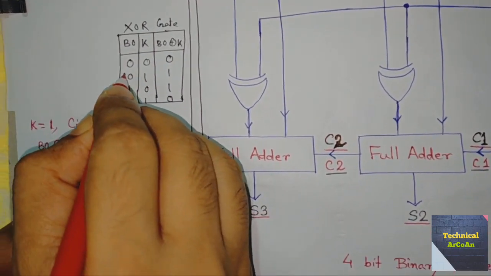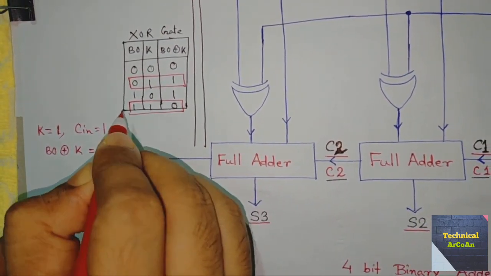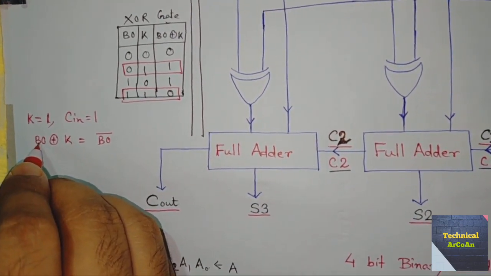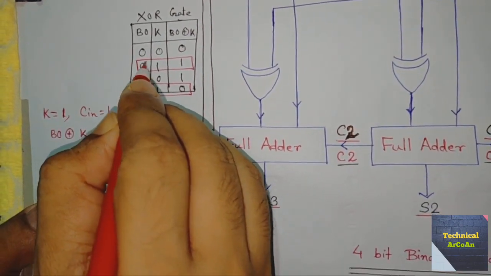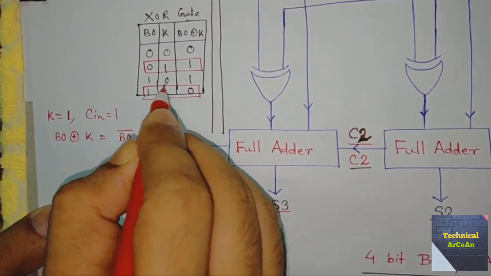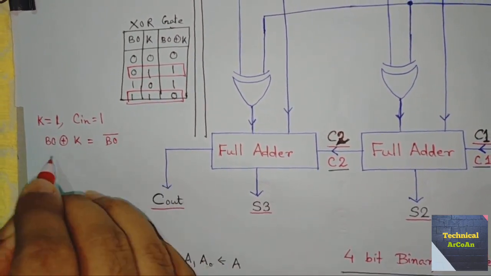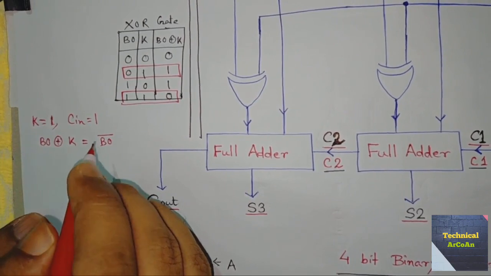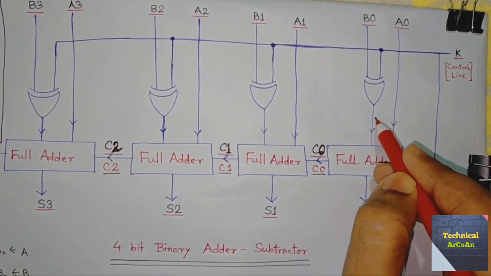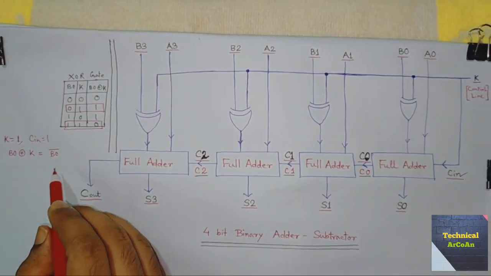K is 1 means these are the two cases where K is 1, one that case and another that case. Now we don't know what the value of B0 is, either 0 or 1. If B0 is 0, we get the output 1, which means complement. In the same way, when B0 is 1, we get output 0, also complement. That's why we can find this equation from there. So when K is 1, the output of the XOR will be B0 complement. We already derived that equation.